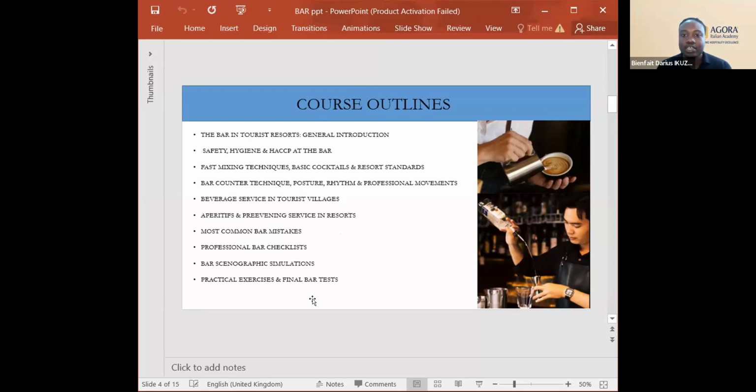Our course is divided into 10 chapters that are highlighted below. The first chapter will be talking about the bar in tourist resorts, the general introduction. We'll be talking about the difference between the resort bar and hotel bars. The second chapter will be talking about safety, hygiene, and HACCP at the bar. The third chapter will be talking about fast mixing techniques, how to make the basic cocktails, and resort standards.